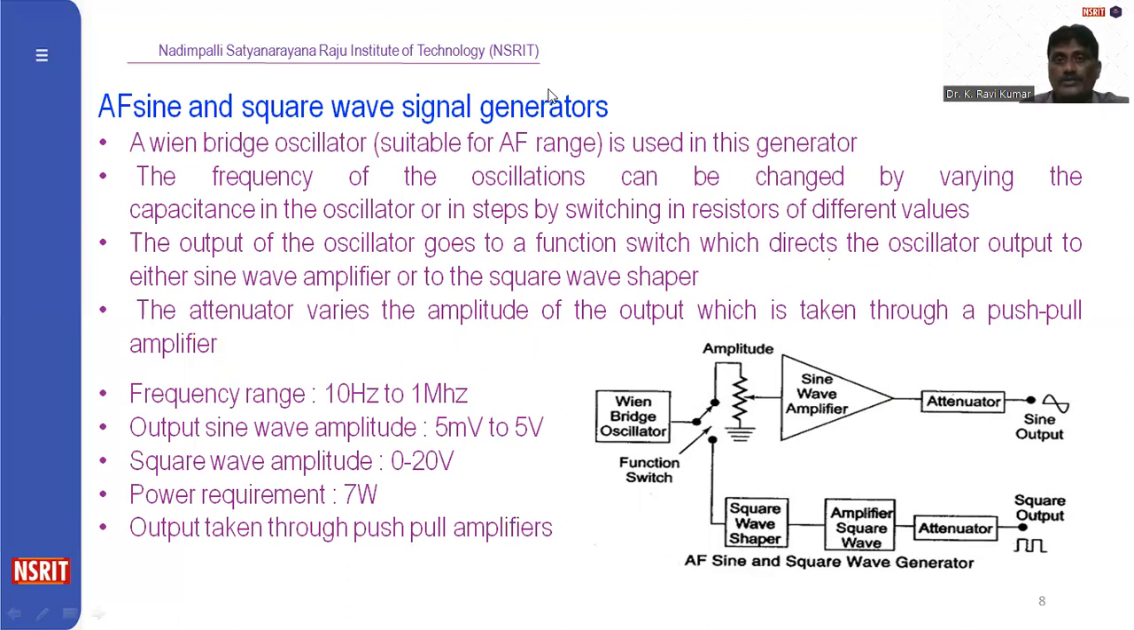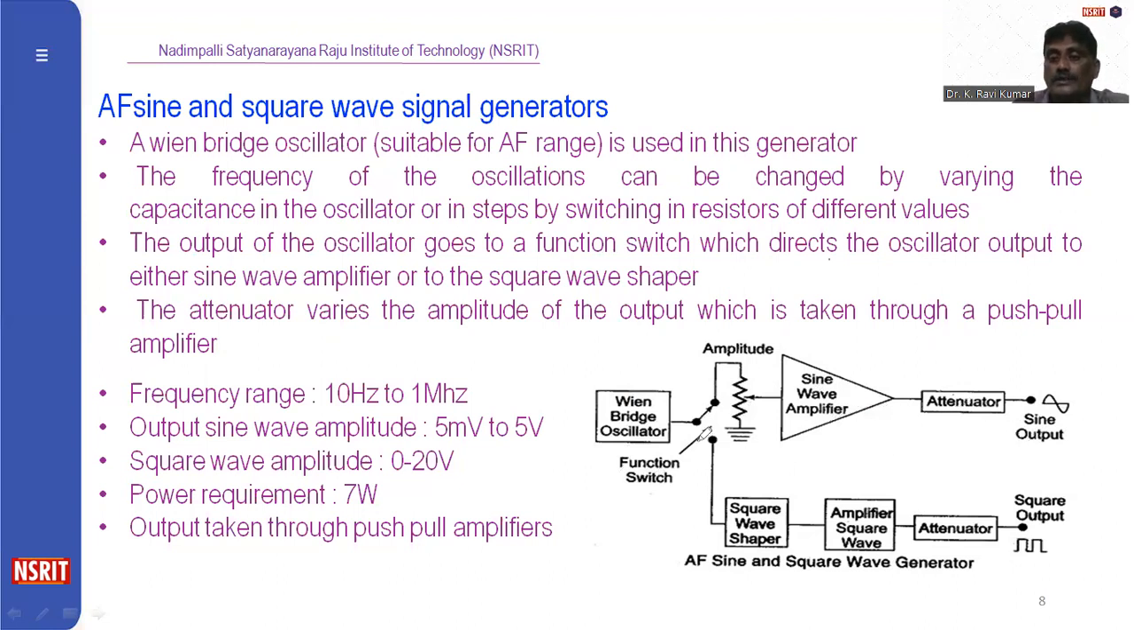Here we have a Wien bridge oscillator. By using this Wien bridge oscillator, we are producing oscillations at the output. This will be connected through a function switch to the sine wave amplifier as well as an attenuator, which will give the sine wave output.